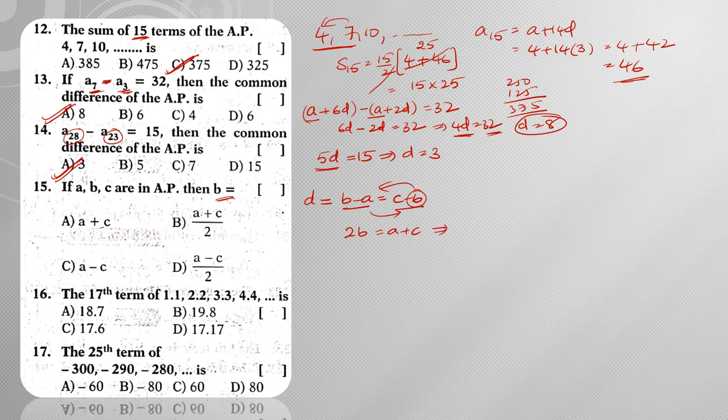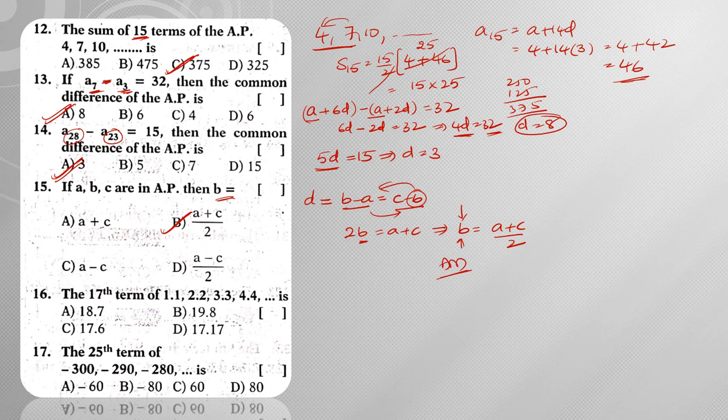So it is asking to find out the value of b. So b is equal to (a plus c) by 2. Here this b is nothing but called the arithmetic mean of a and c. Okay. So b can be called the arithmetic mean of a and c.